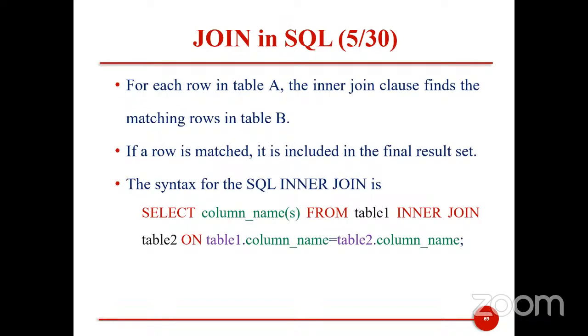So the simplest syntax for inner join is you select the columns that you want from table 1, then you inner join it to table 2 ON. That is where the relationship comes in: table1.column_name equals table2.column_name.